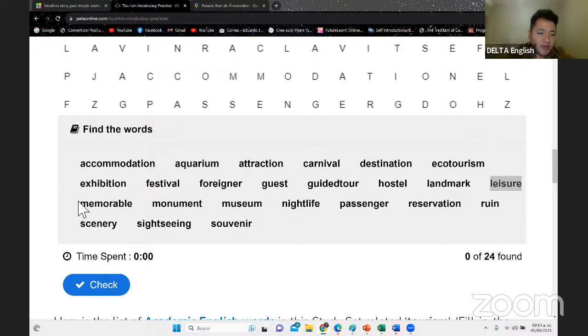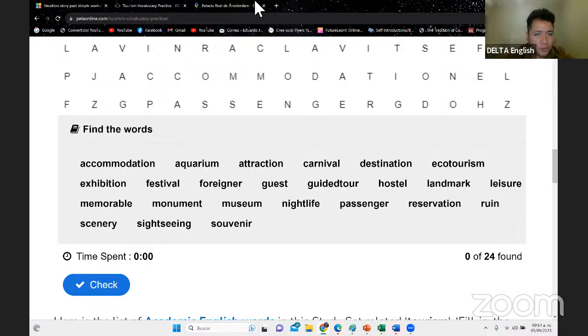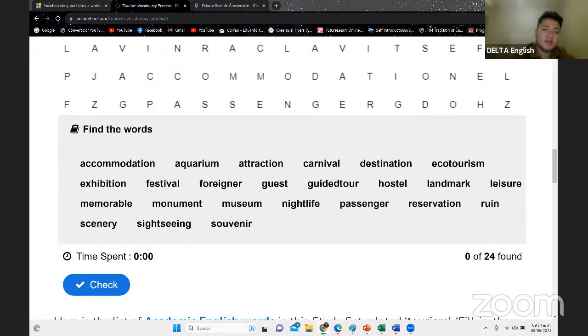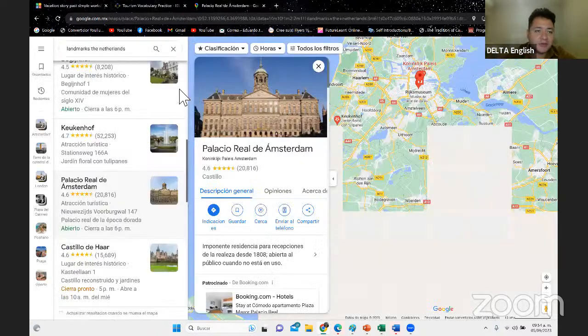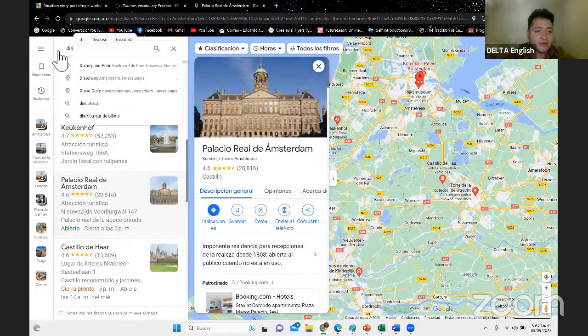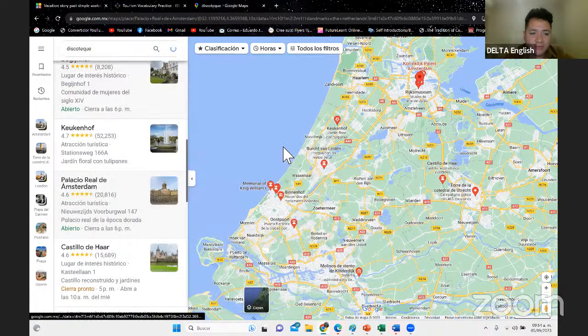Okay, now we have the next one that is memorable. We know this because it's the same as in Spanish, but this comes from memory and the suffix able. So memorable, that you can remember it. Okay, monument. We have monument, museum, nightlife. Nightlife is these things that I don't like personally. Some people love it. I respect that, but for example, they like the discotheques, or bars.